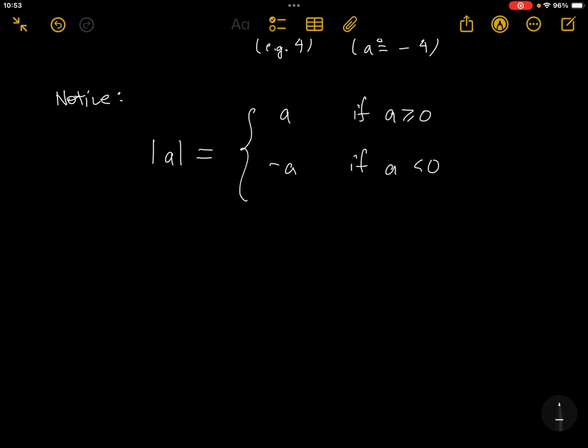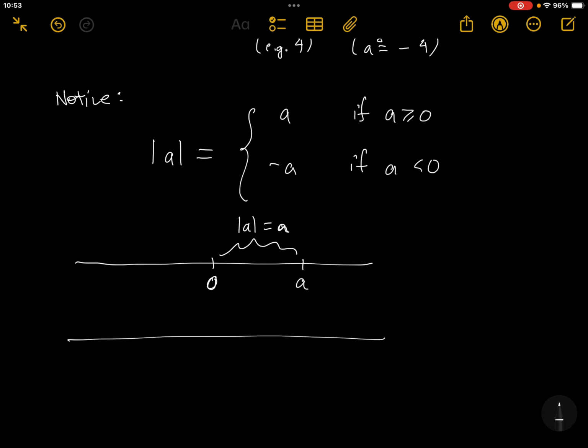Let's just review why that's true. Because if you have the number line, so here's the number line, here's 0, if a is positive, like here, then this distance from 0 to a, that is by definition the absolute value of a, is just equal to a.